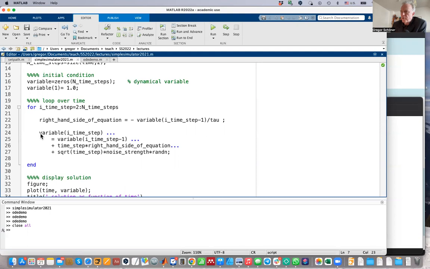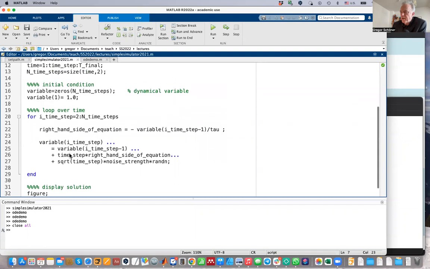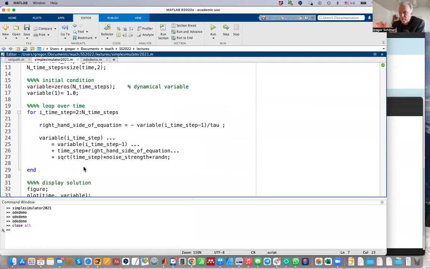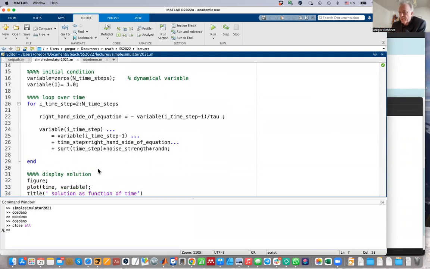The update rule, the other rule, is that the variable at the next time step is equal to the variable at the previous time step plus the size of the time step times the right-hand side of the equation, which is this thing we just computed. Interesting note: when you have noise, randn is a normally distributed random number with a noise strength, you actually have to multiply with the square root of the time step, a famous mistake a lot of people make. So that's where the stochastics requires a little bit different treatment. But I'm not going to explain that here.